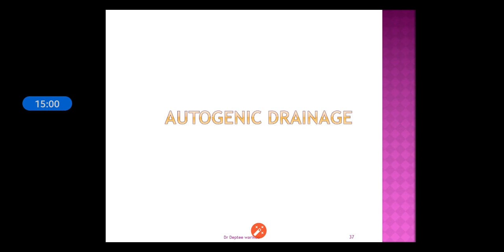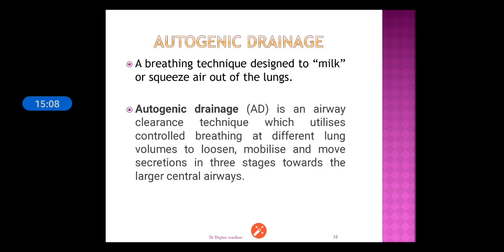The second technique which we will be dealing with today is the autogenic drainage technique. The autogenic drainage technique is an airway clearance technique which utilizes controlled breathing at different lung volumes to loosen, mobilize, and move the secretions in three stages towards the larger airways. So, we need to know that we are trying to move the secretions from lower airways to larger airways.